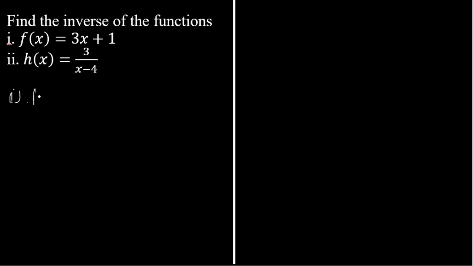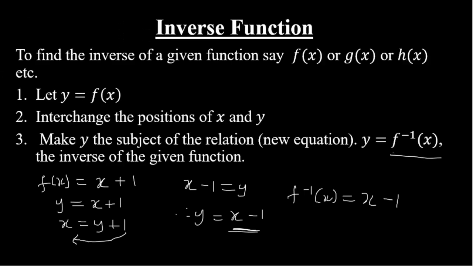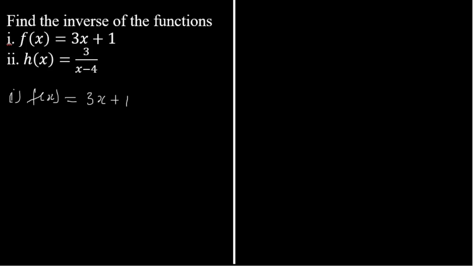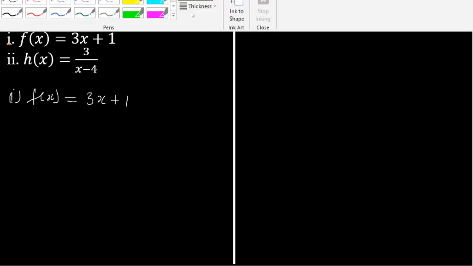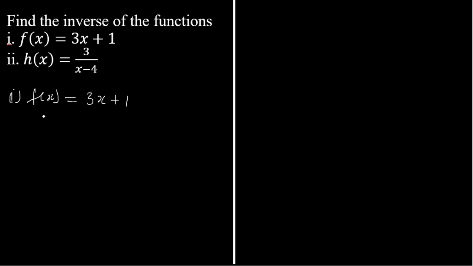What is f of x equal to 3x plus 1? The first thing to do is to let y equal the given function. So you replace f of x with y being equal to 3x plus 1. Now after letting y be equal to f of x, the given function, what you need to do is to exchange the positions of x and y.